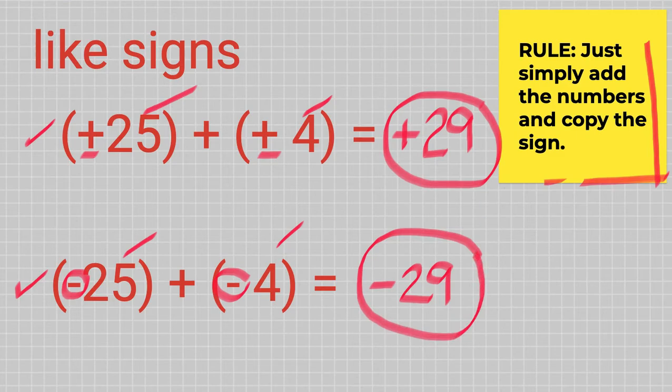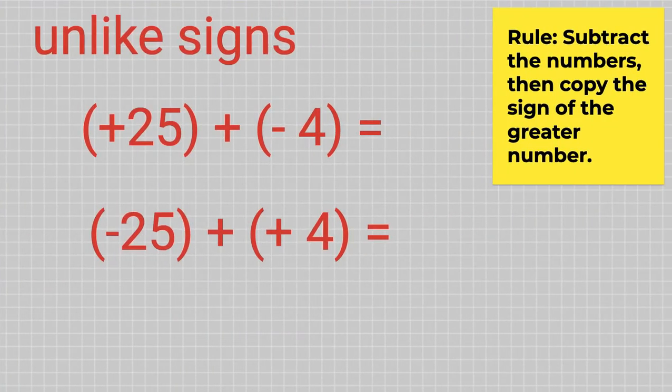That's good. Now let's try to solve problems with unlike signs. If you check the first example, positive 25 plus negative 4, 25 is positive while 4 is negative. Therefore, the signs are unlike, or the signs are not the same. If that is the case, we need to follow the rule: subtract the numbers, then copy the sign of the greater number.